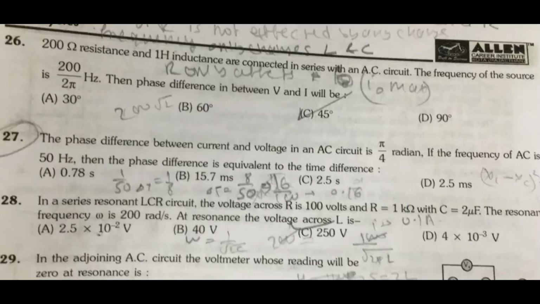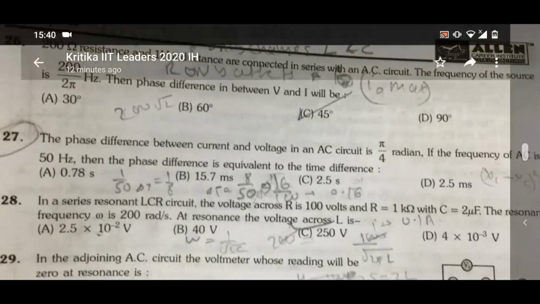Is it clear, Kritika? So can you repeat? It's the relationship between phase difference delta phi and time difference delta t from waves. If phase difference is delta phi and time difference is delta t, then the relationship between the two is phase difference is equal to omega into time difference delta t. So delta phi should be equal to omega into delta t, and omega is how much?